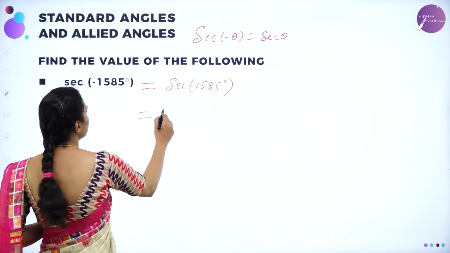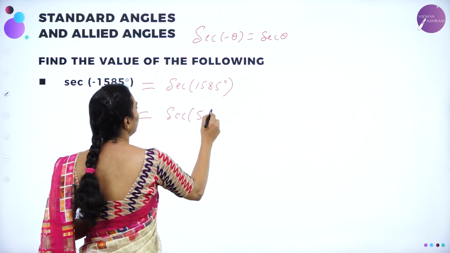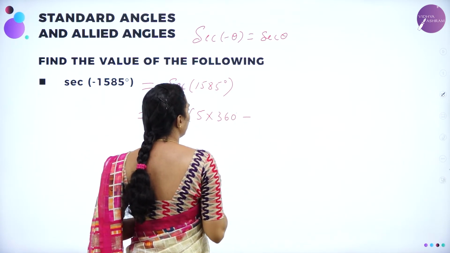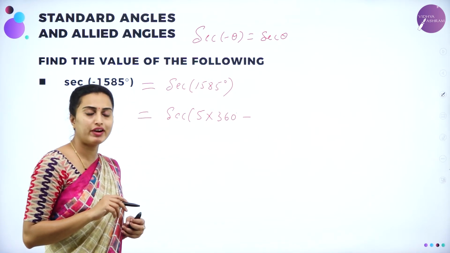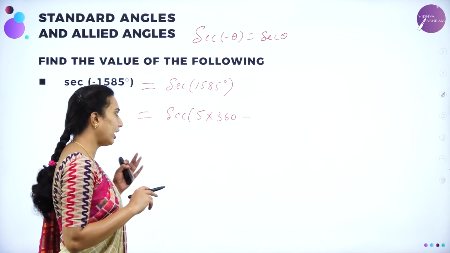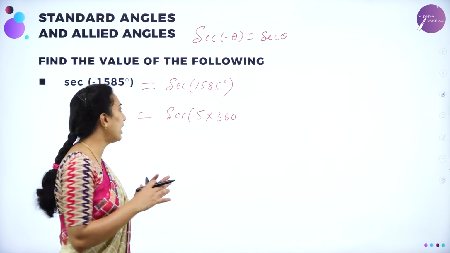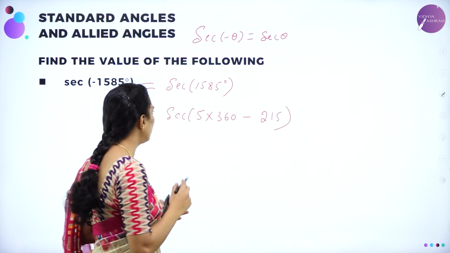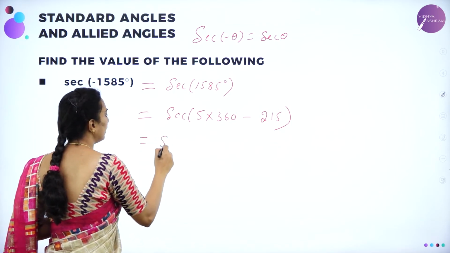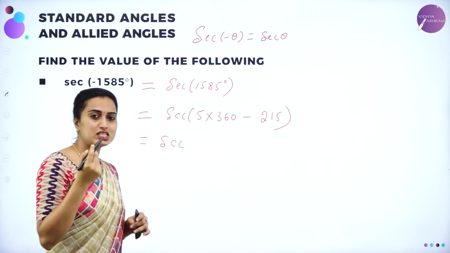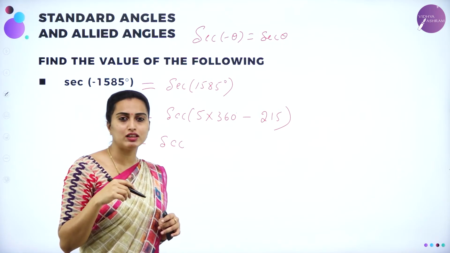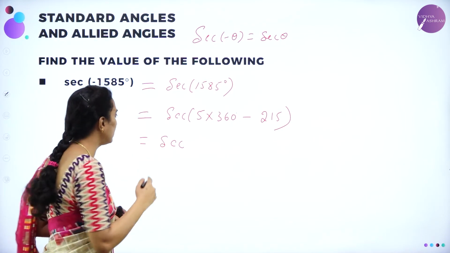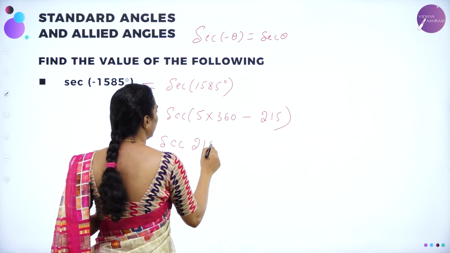Therefore, let us write this one as secant of 5 into 360 minus theta. That is, 5 into 360 will be giving you the value 1800. If you want, you can calculate that. So 1800 minus 215 degree gives you 1585. You know, dear students, 360 minus theta falls in the fourth quadrant. Always cos is positive in the fourth quadrant. So secant of n into 360 minus theta is also positive, which is secant 215 degree.